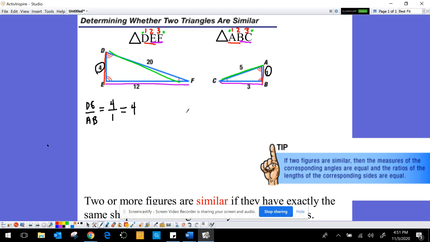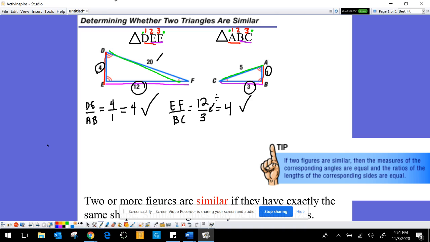The second pair of corresponding sides we said were EF and BC. So EF and BC are corresponding. That was 12, and this was 3. And remember, a fraction bar means division. 12 divided by 3 is 4. So far, the ratios of the corresponding sides are the same.